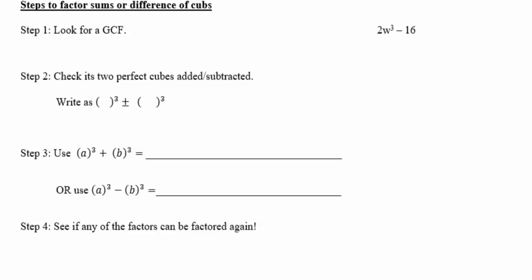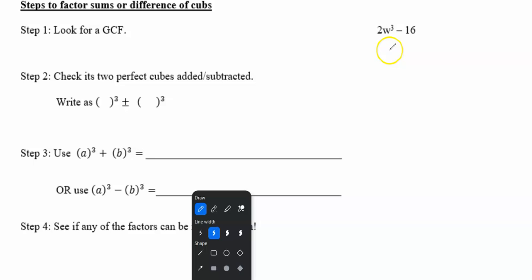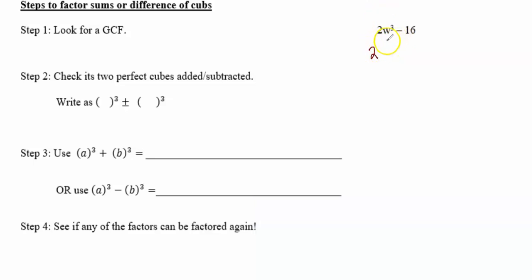So our goal is to write this as factors. I'm going to look for a GCF. I see a 2. And I read this as something cubed minus something cubed. Cube root of 8 is 2. Cube root of w is w. And then I always use these equations here.